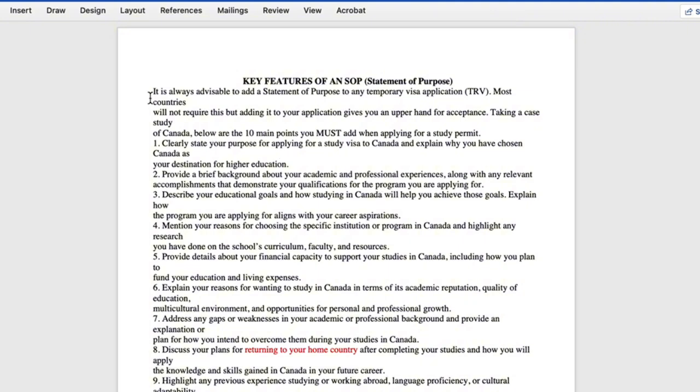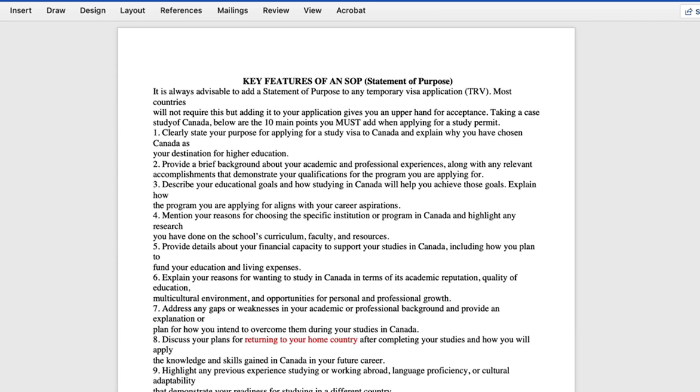Like I said here, it is always advisable to add a statement of purpose to any temporary visa application. Most countries will not require this, but adding it to your application gives you an upper hand for acceptance. Taking a case of a study visa for Canada, below are the 10 main points you must add when applying for your study permit.